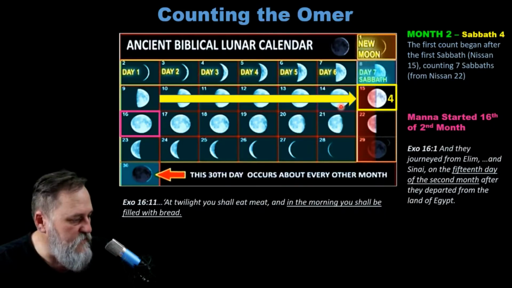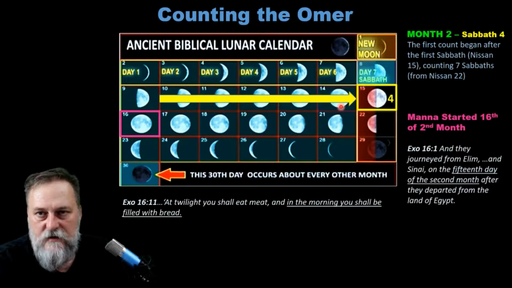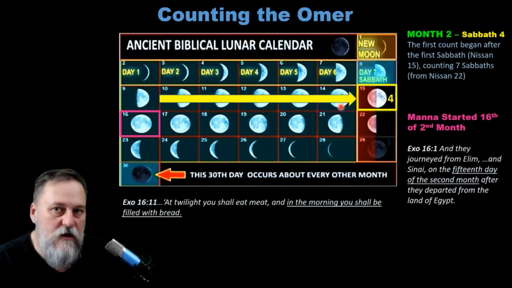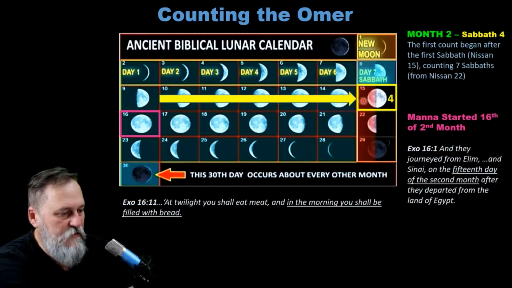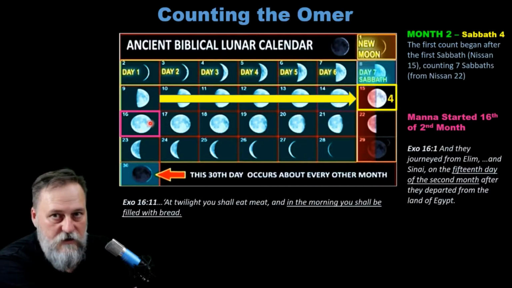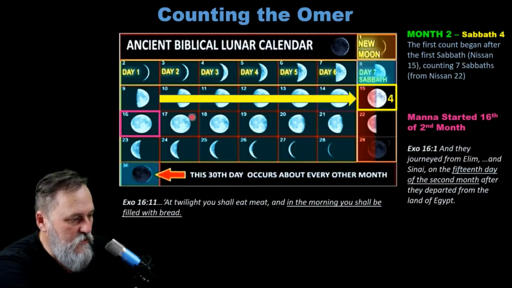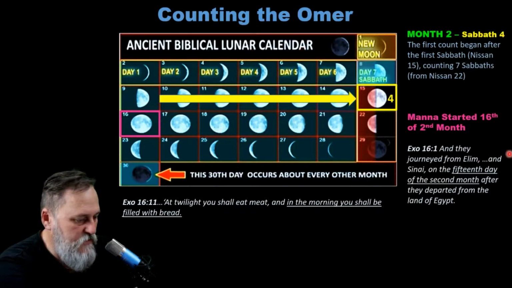And it says in verse 11, "At twilight you shall eat meat, and in the morning you shall be filled with bread." So that is an indication that the start of the next week, day 1, is the day that they will get the manna. And that confirms that day 15 is a Sabbath and day 16 is the first day of the next week, which coincides with the ancient lunar biblical calendar, confirming that counting sequence.